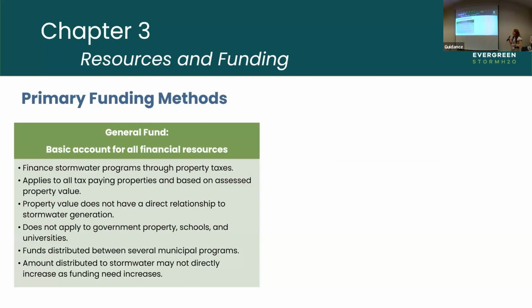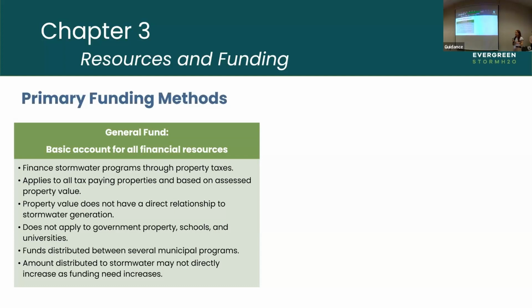So for primary funding methods, there have generally been two approaches. Historically, stormwater has been included in just a general fund for jurisdictions. This just looks like the basic account for the financial resources for the jurisdiction. It's not always this way, but usually this has been funded by property taxes, so it's based on how the property assesses. There's really not a relationship to stormwater or the amount of stormwater that the property generates.